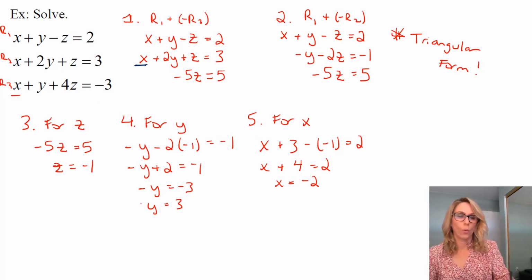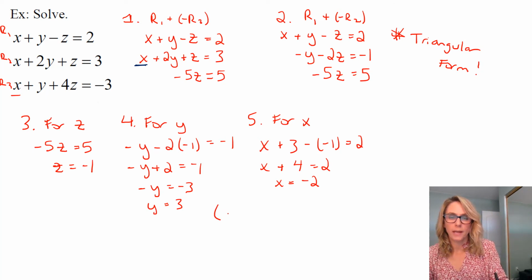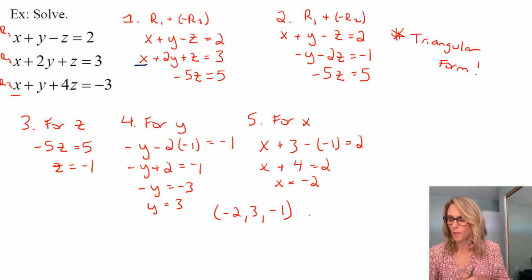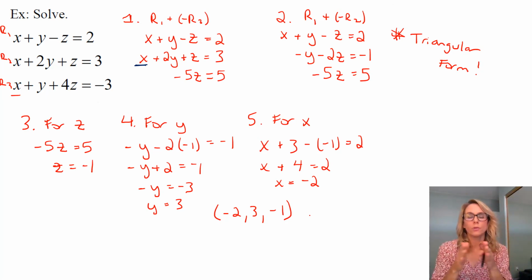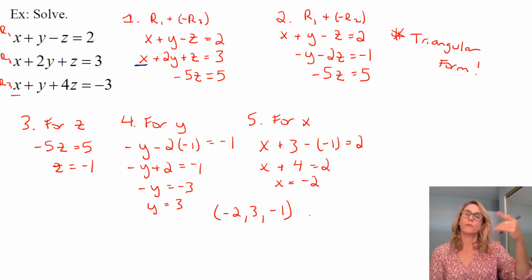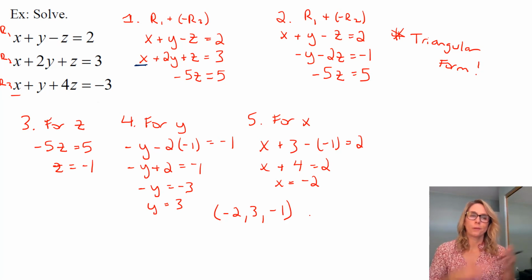And then we put this into our solution here, which is -2, 3, -1. So that solution, -2, 3, -1, those three values make every single one of those equations true. The left side would equal the right side if you plug them in. That's what makes it the solution.